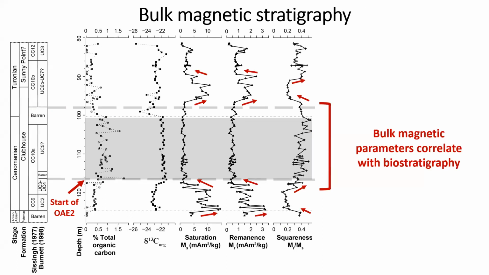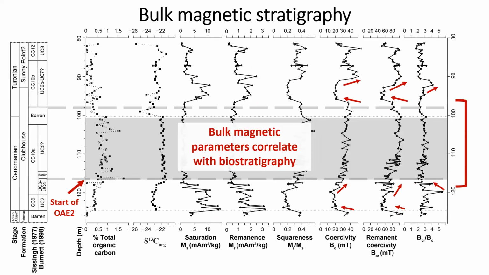Next, here are some of our bulk magnetic measurements. We have magnetic saturation, remnants, and squareness. Notably, where we see an increase in saturation and remnants, we also see a relative decrease in squareness. We see this really nicely just before OAE2, and then again just after OAE2, as recorded by the biostratigraphy.